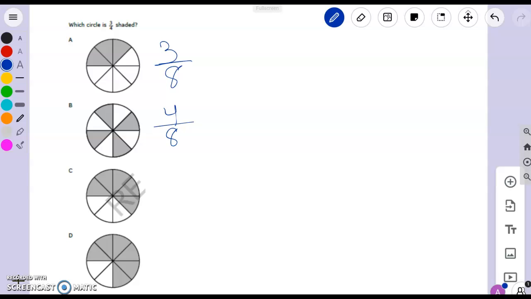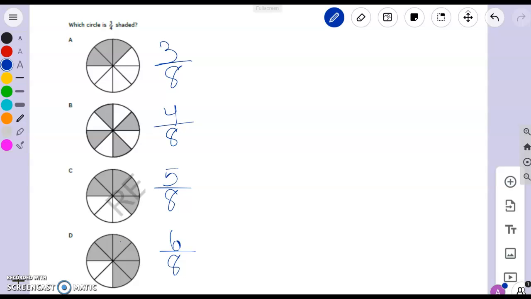Let's look at C. 1, 2, 3, 4, 5, 6, 7, 8. That's also broken into 8 equal parts. How many are shaded? 1, 2, 3, 4, 5. So this represents 5/8. And then let's look at the last one. 1, 2, 3, 4, 5, 6, 7, 8. That's also broken into 8 equal parts. Now how many parts are shaded? 1, 2, 3, 4, 5, 6. So this represents 6/8 of the picture that's shaded.